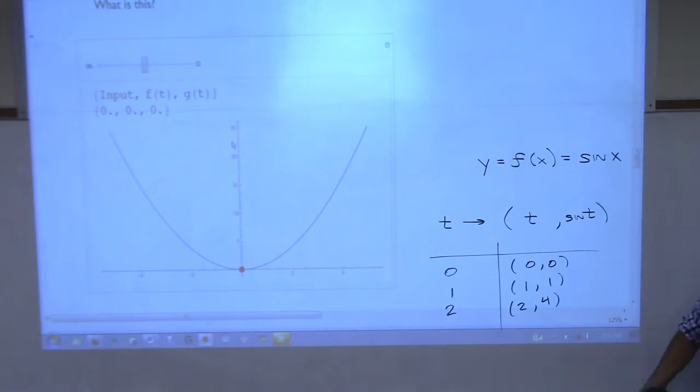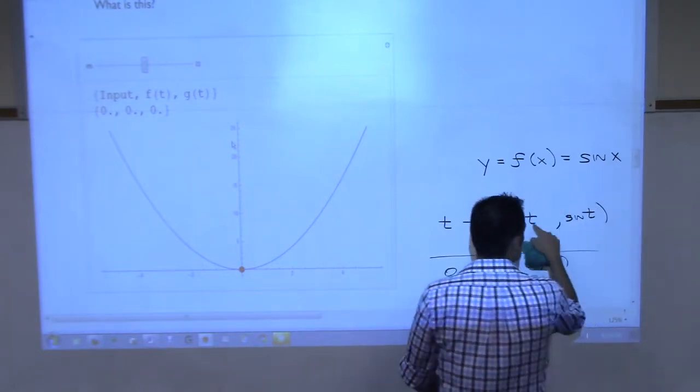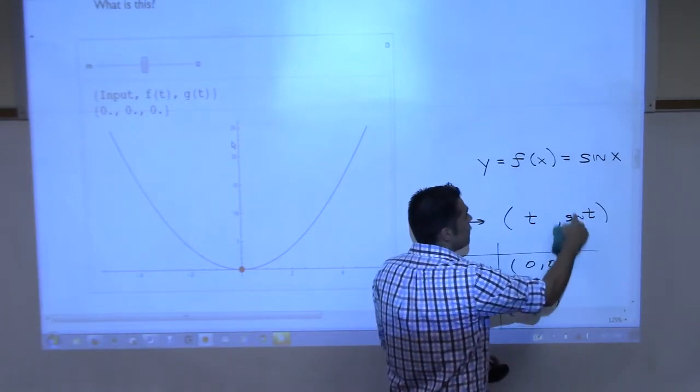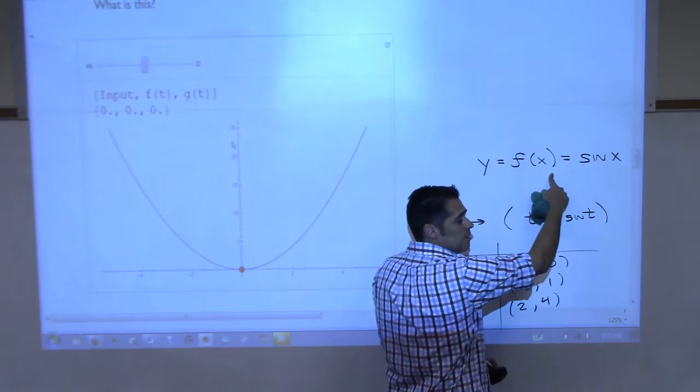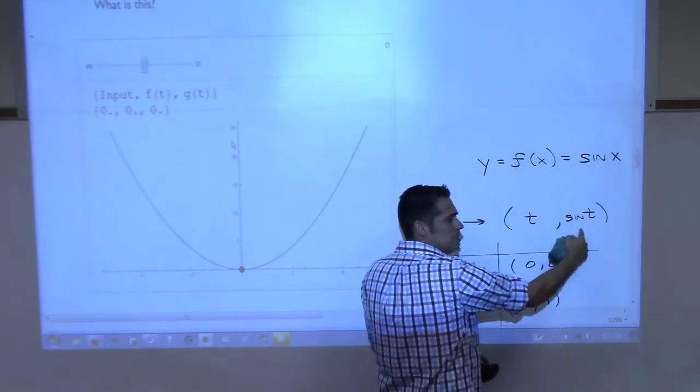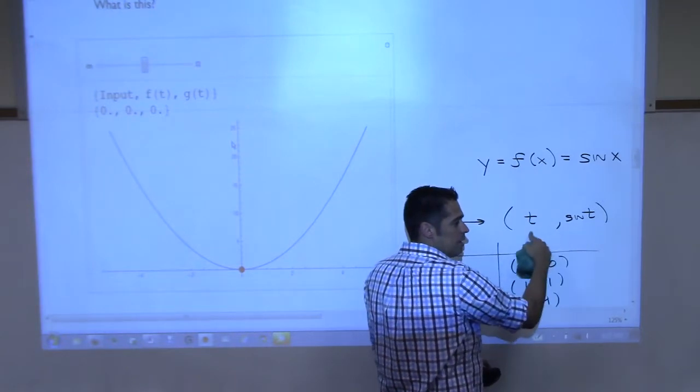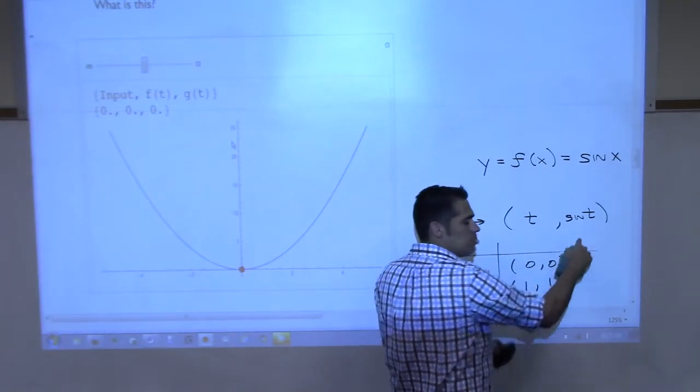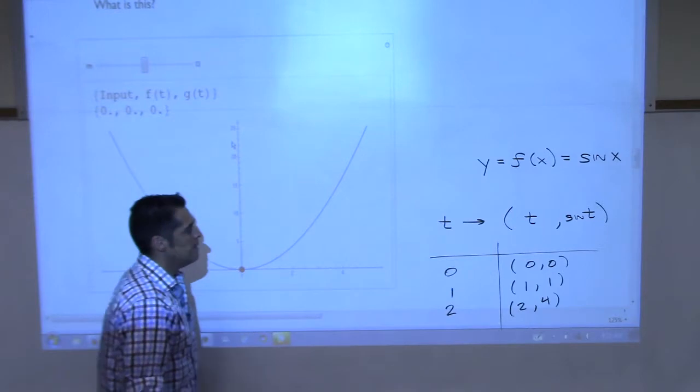T could be anything. So would it be a function of t or is it a function of x? Both of these are functions of t. This is a function of x, but this is our old way of looking at it. If you look at it from the new perspective, each of these is a function of t. T is the input. These are individual separate functions of t.